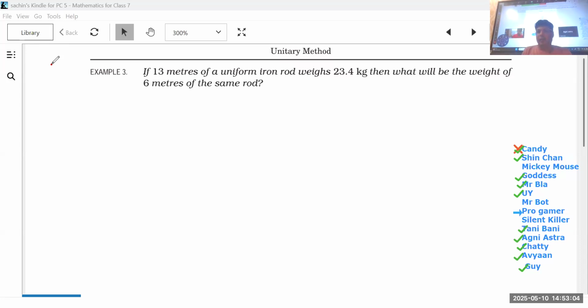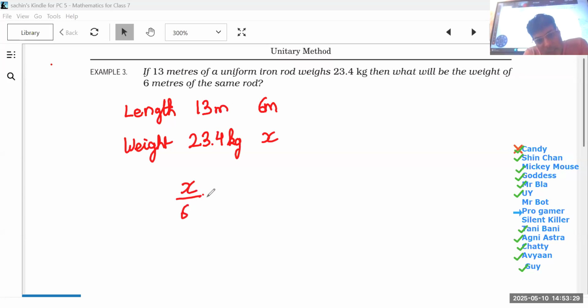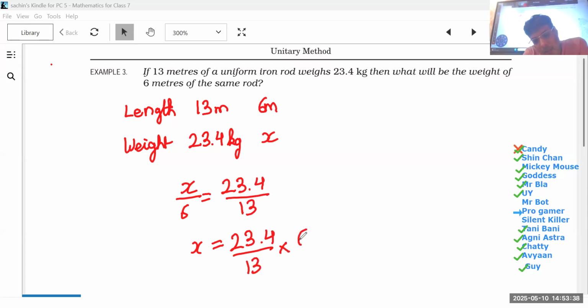Come on, Mr. Bot and Mickey Mouse. Okay, everyone has understood. So length and weight. Length is 13, weight is 23.4. Length is 6 and weight will be x. So I can do x upon 6 is equal to 23.4 upon 13. So x is equal to 23.4 upon 13 times 6.